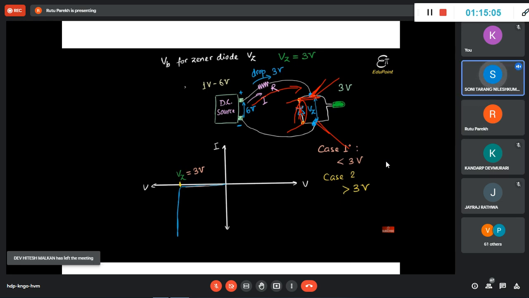So when you mean that at that point only, when the voltage source is at 3 volts, the voltage across the Zener diode is also 3 volt, and the voltage across the DC source is also 3 volt, then the current will be 0, right? No. Current, yes, it will not be completely 0.